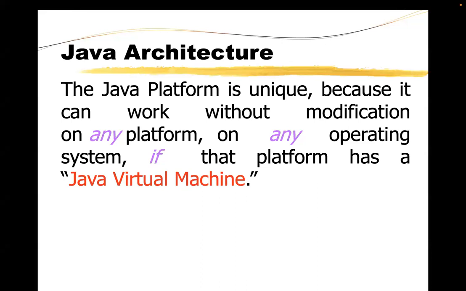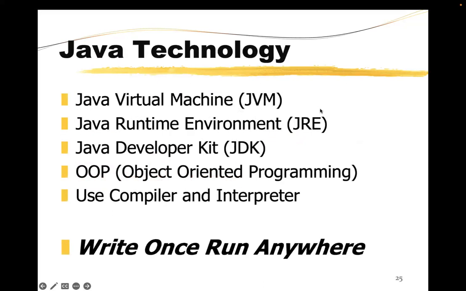Sir, is it different for Python? Python is an interpreter. Python uses interpreters. Java uses both a compiler and an interpreter. Right. And then Java technology mainly consists of the Java virtual machine, Java runtime environment, and Java development kit, and then OOP concepts, and Java uses both a compiler and an interpreter. And mainly, write once, run anywhere. You can run your code anywhere, wherever you have installed Java.